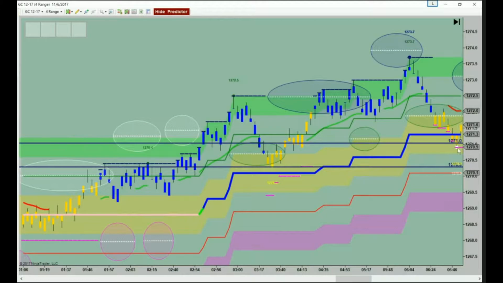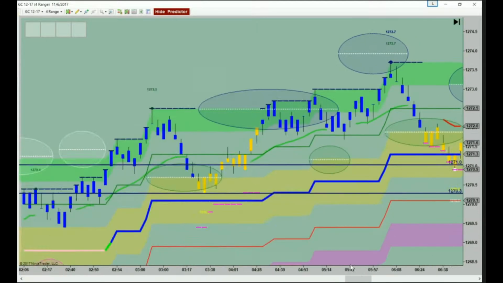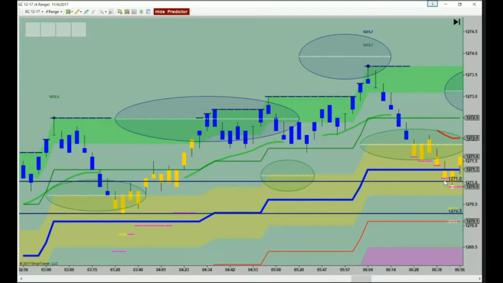So wouldn't that be a good entry if you happen to get up at 6:30? You know where I drew my line? Notice how it popped right off of it. Went back above midband. So wouldn't you think that could be a pretty decent little trade? And that is a higher low, by the way, so far than the other one.